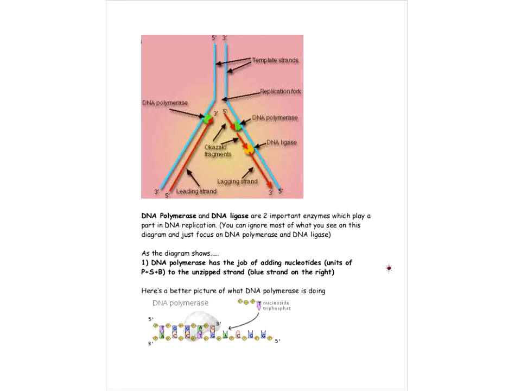So here's a better picture of what's going on. You can see here, this is the unzipped strand, this bottom one. It's kind of like the blue one we had. And we found some nucleotides, and we added them one at a time. And then we're going to have a double-stranded DNA again, because we're doing DNA replication. Okay, so that's DNA polymerase. Let's have a look at the other enzyme.